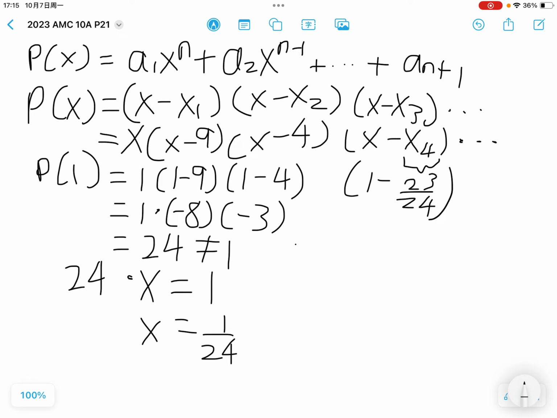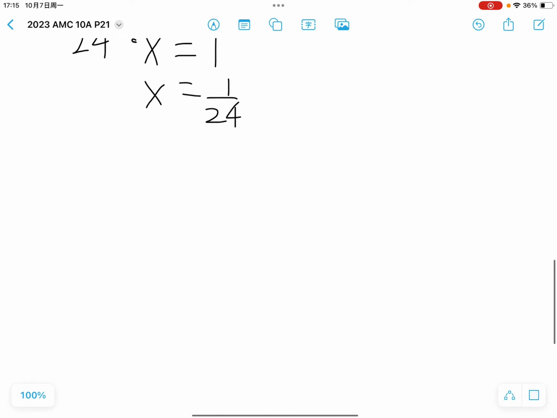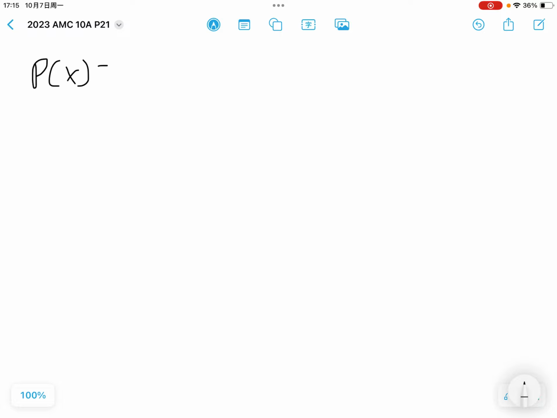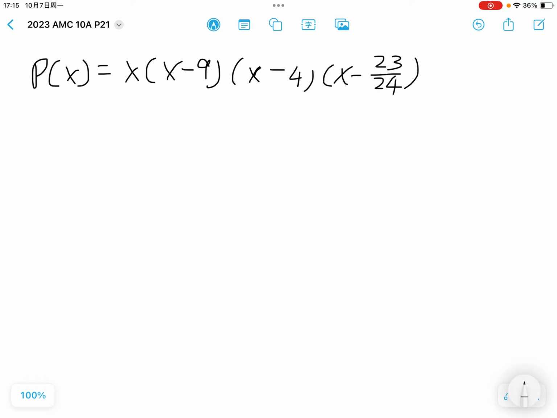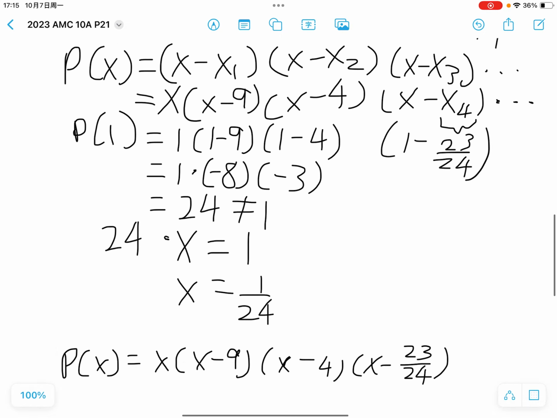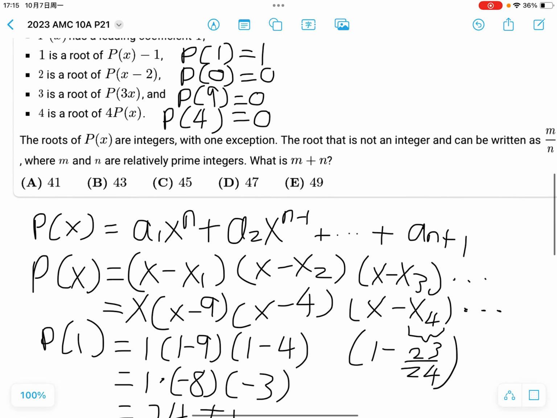Let's rewrite our new polynomial then. This is basically telling us that P of x at minimal degree is going to be x times x minus 9 times x minus 4 times x minus 23 over 24. And there's no leading coefficient; the leading coefficient is just 1. So it looks like this thing satisfies all of our conditions, so it's actually what we want to find.